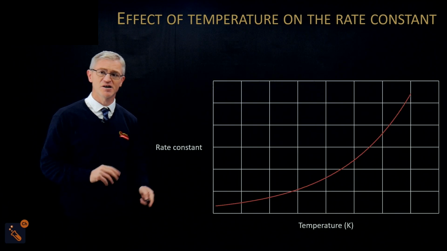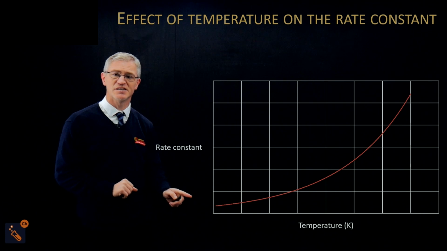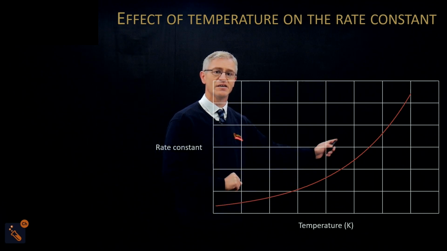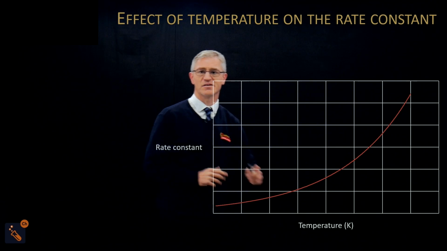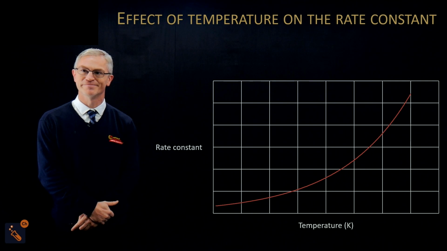Now, if we put this into a graph, you can see here the rate constant, and the temperature in Kelvin here, and as the temperature in Kelvin goes up, this line is going up. So the rate constant is increasing with temperature.